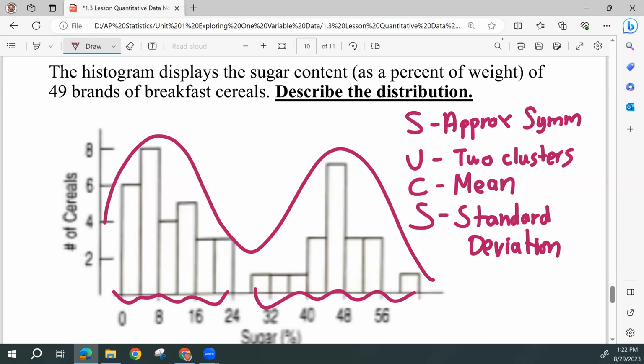My guess is that the mean would be somewhere in here around 28, so 28% of the weight of the cereal being sugar. Again, I really want to express to you that you should be doing these in complete sentences when you do them on your own. For the sake of time, you don't have to watch me write that out in complete sentences, but in class together, we'll make sure that we write these in complete sentences, and we'll work on doing that together.